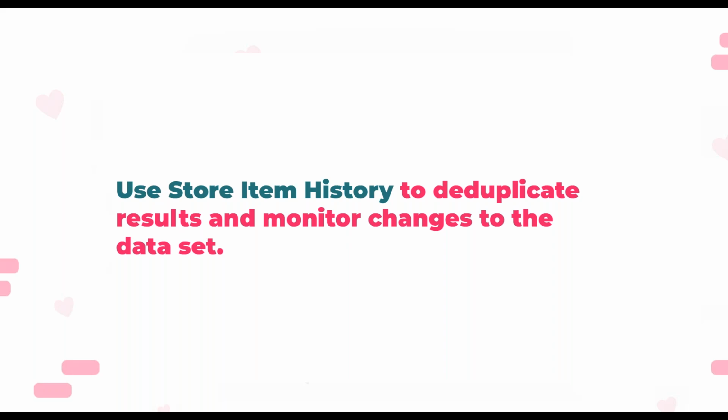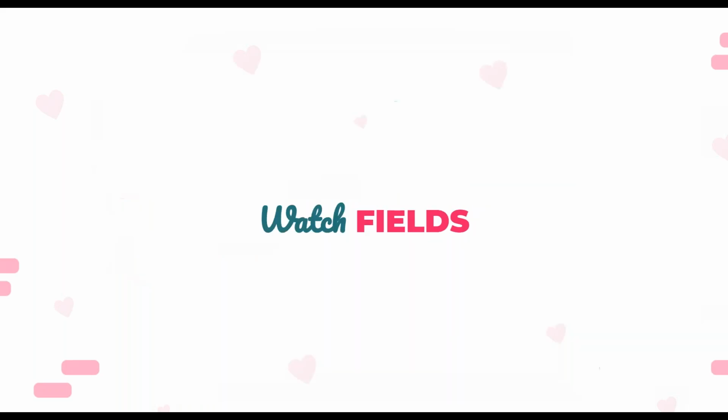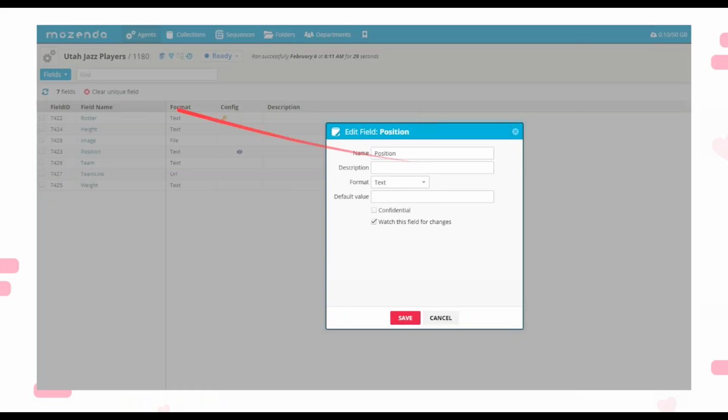So as you enable your store item history mixed with unique fields, you're able to deduplicate and monitor the changes that are made to the data. When we enable our watch fields, this will be done from the fields dropdown. I'll select my specific field that I would like to be unique, and then check the box, watch this field for changes.